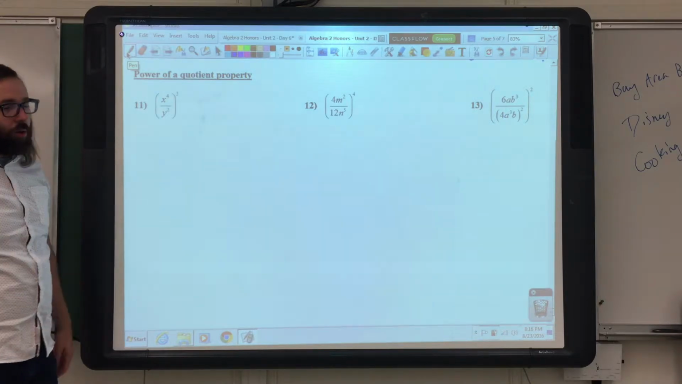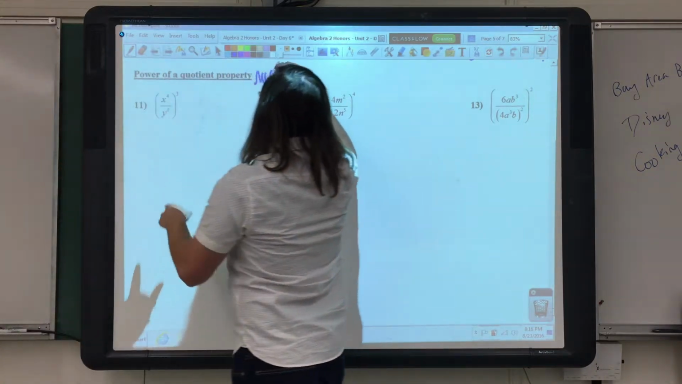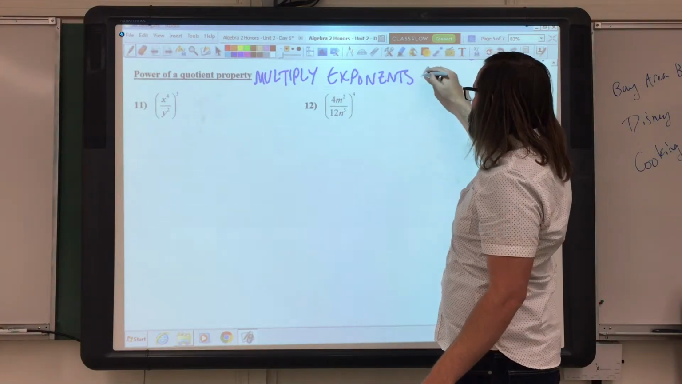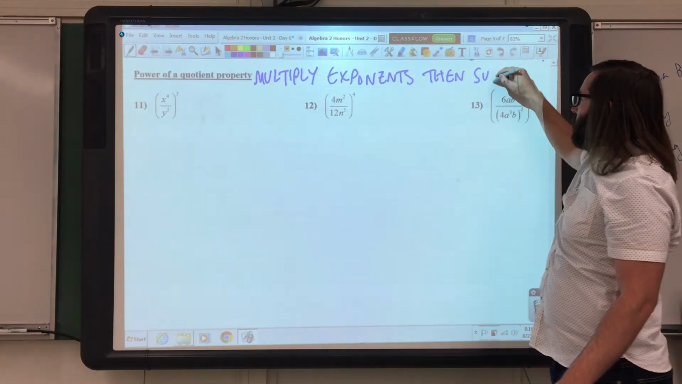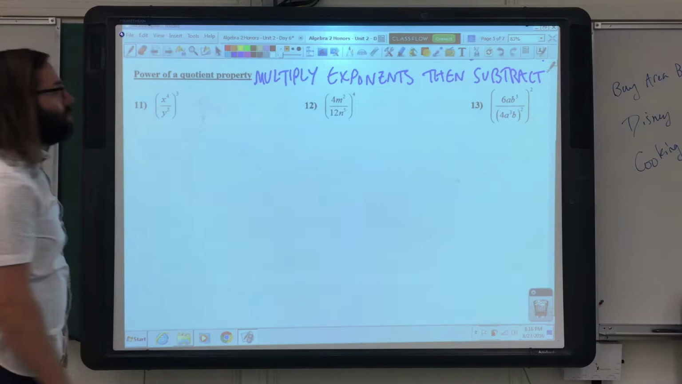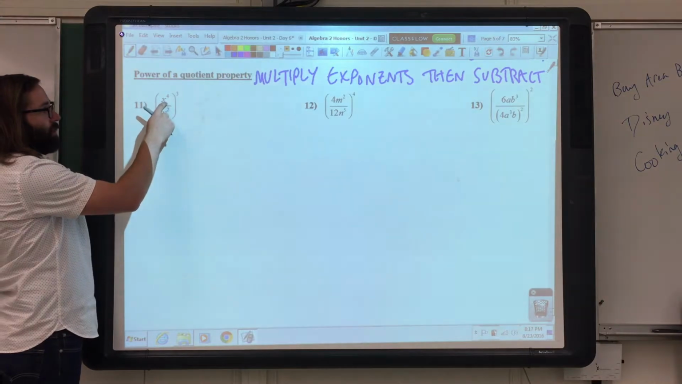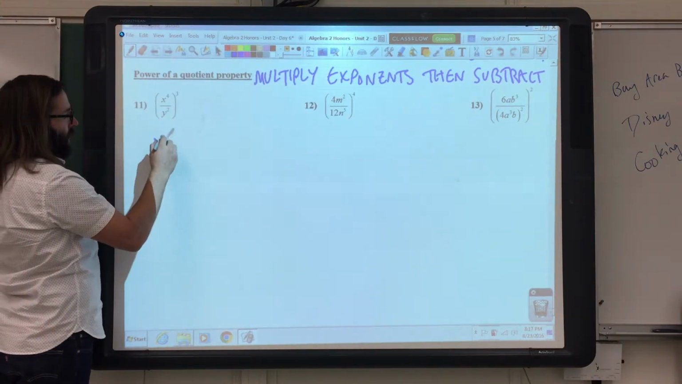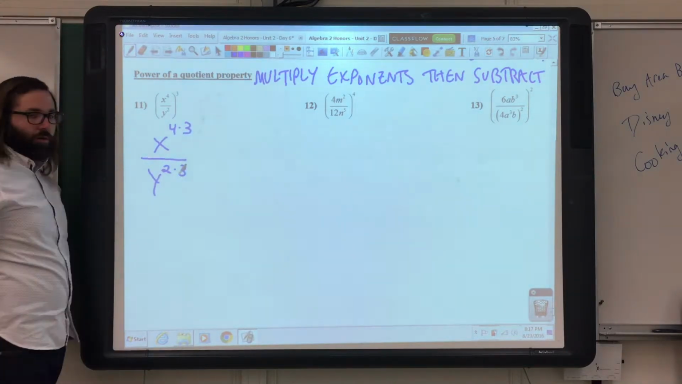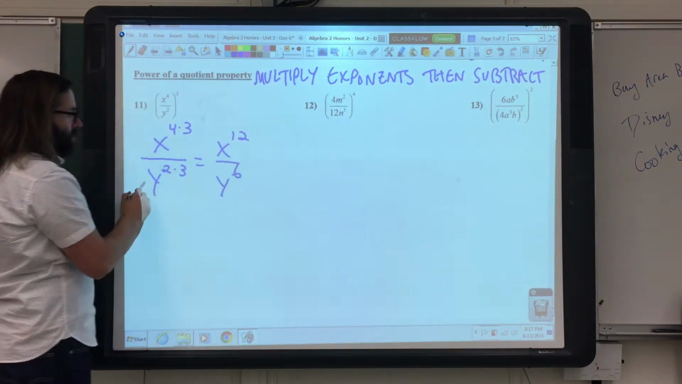Now we're doing power of a quotient. So basically, now you just multiply the exponents, and then you subtract. That's basically all you do, if you can subtract. Sometimes you can't. So come over here, we have x to the 4 times 3 over y to the 2 times 3, which is really x to the 12th over y to the 6th.